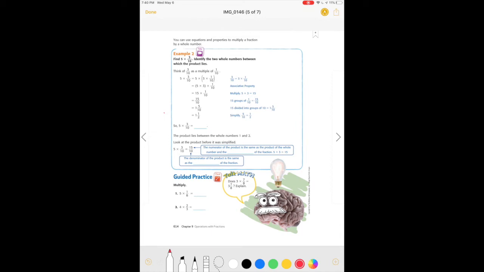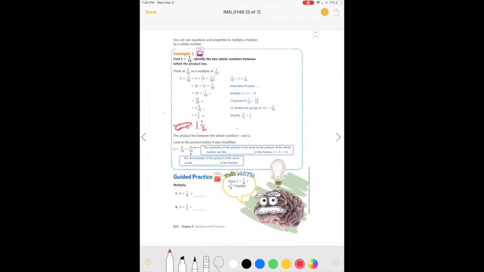I'm breaking up my equation and using the associative property. 15 times 1/10, and then 15/10. Well, then I have to turn that improper fraction into a mixed number and simplify. So 5 times 3/10 equals 1 and 1/2. A quick way is to just multiply these two numbers and leave your denominator the same.